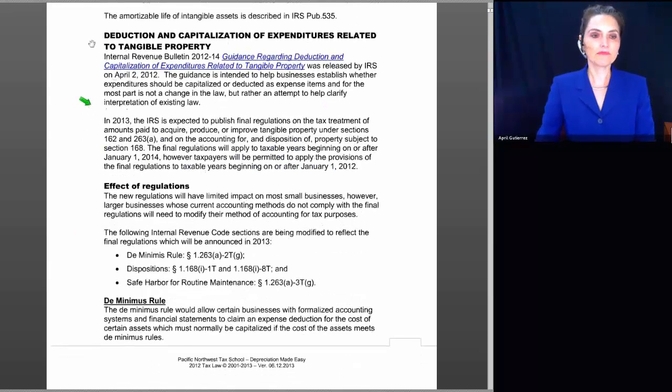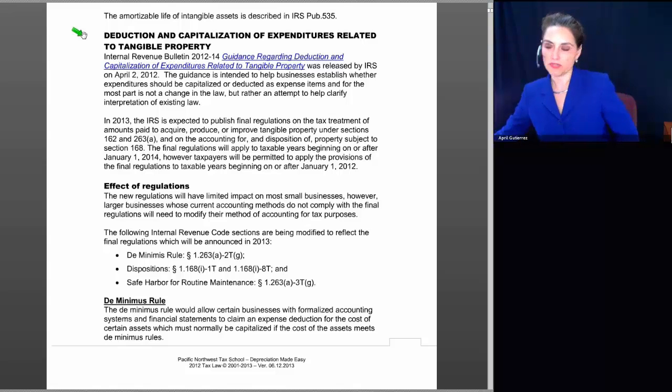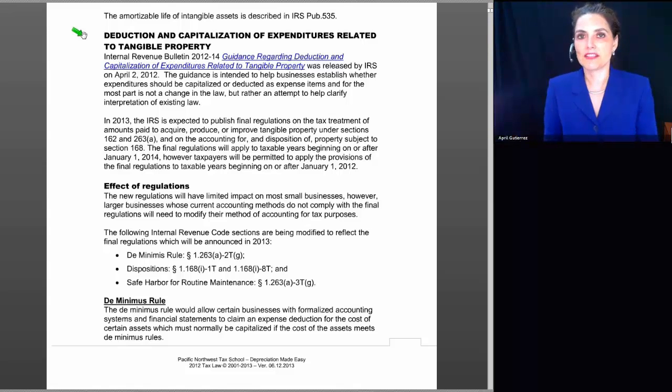Now, I did have a student comment or question me several months ago about an IRS bulletin that had been released on certain changes that the IRS is making to its interpretation of depreciation. And so I thought I'll just put a little bit in the class today about what that bulletin said. However, for the most part, it entails absolutely no change to the law. It's just the IRS clarifying how it interprets the law.